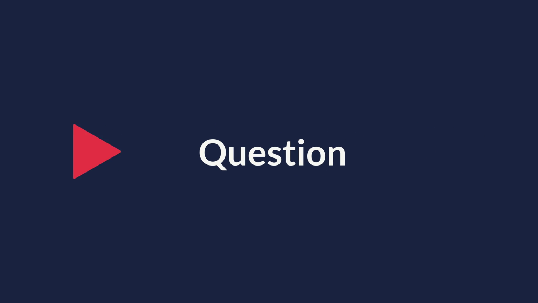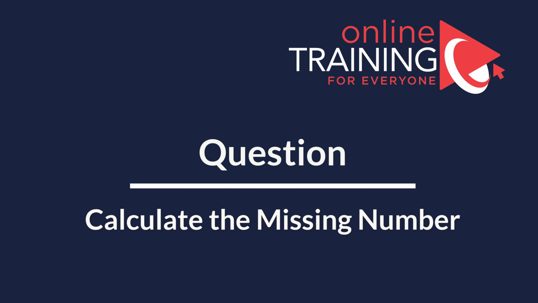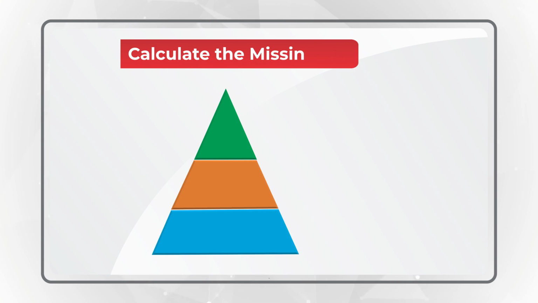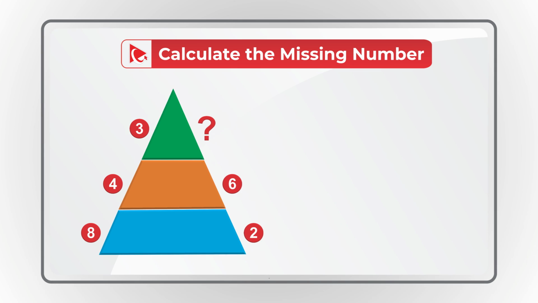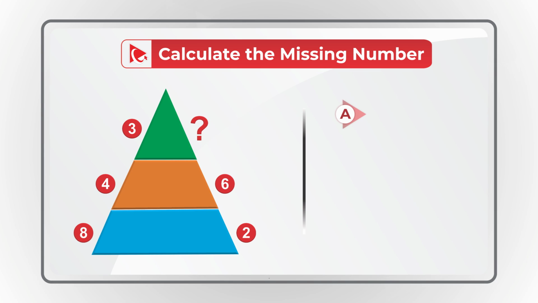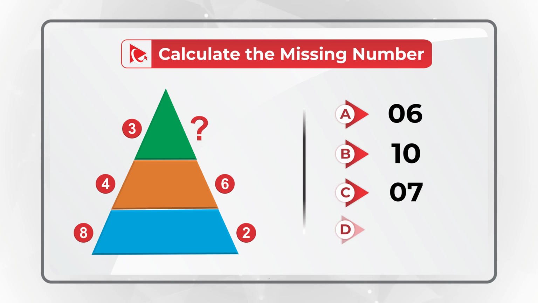Here's an amazing question to test your analytical skills. You need to calculate the missing number. You're presented with triangle, which is split into 3 equal or almost equal parts. At the bottom of the triangles, on each side, you see numbers 8 and 2. In the middle section of the triangles, you see numbers 4 and 6. And on the top of the triangle, you see number 3 on the left, and on the right, you need to calculate the missing number. You're presented with 4 different choices. Choices A, 6, choice B, 10, choice C, 7, and choice D, 2.